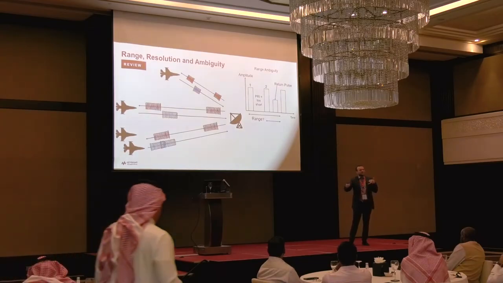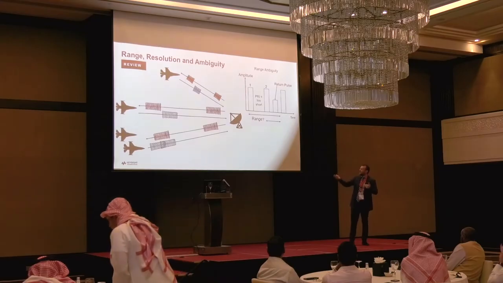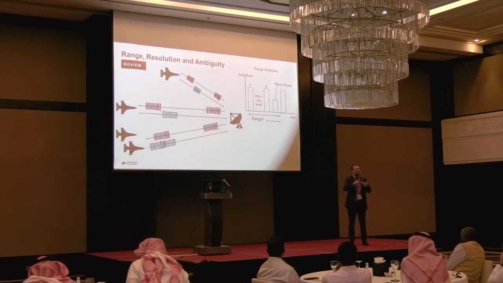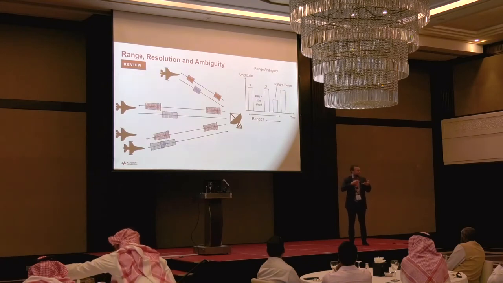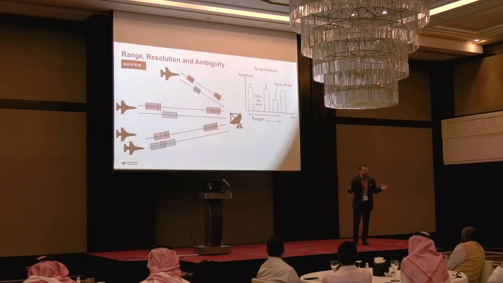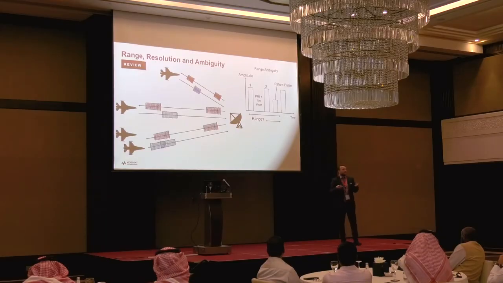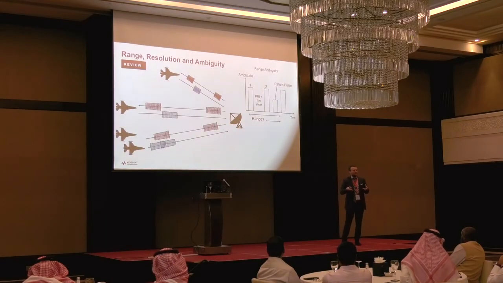But if our pulses are too long, and we have maybe two aircraft that we are detecting, we may get some of that pulse coming back from the first, some of that pulse coming back from the second aircraft, and we won't be able to discern whether that's one aircraft, two aircraft, a large aircraft, or a squadron of aircraft flying in close proximity. So there are a number of trade-offs around the use of the RF pulse.